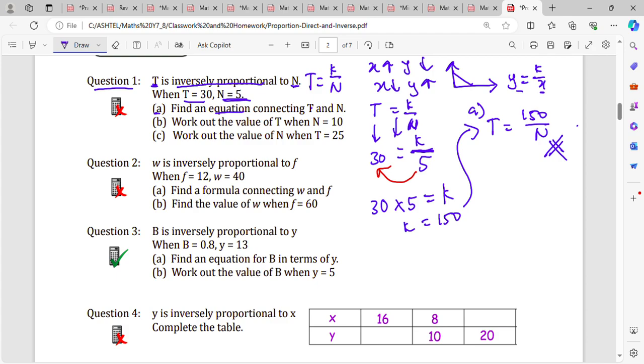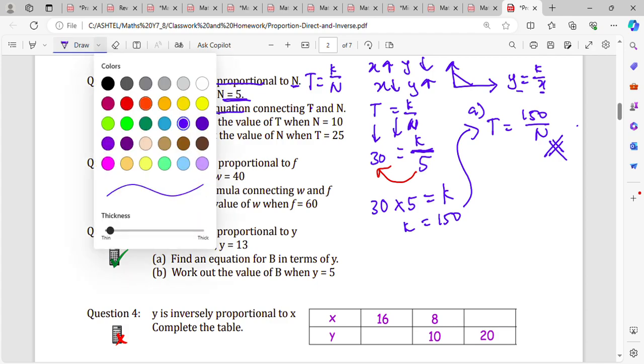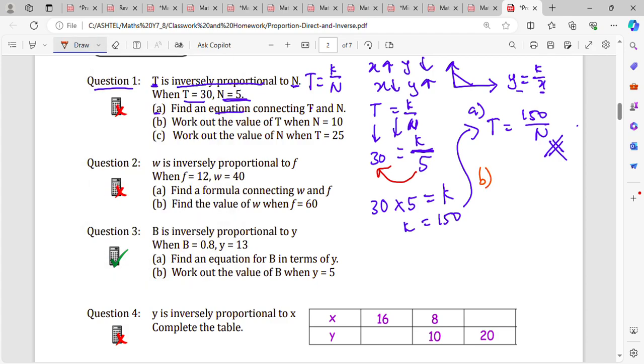Alright, now let's look at question B. The rule is the same, okay? The method is the same as in direct proportion. Now for question B, you're looking for the value of t when n is equal to 10. Same thing.